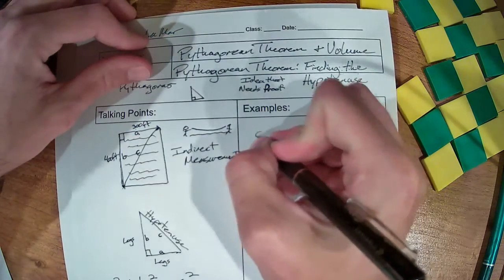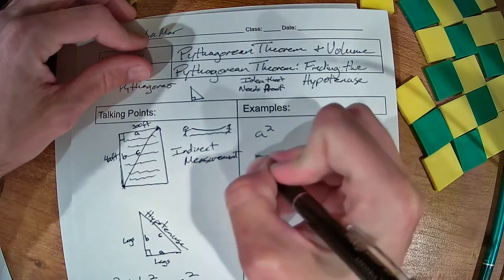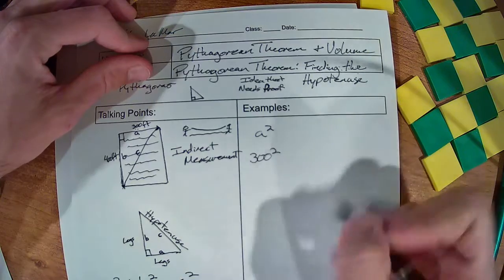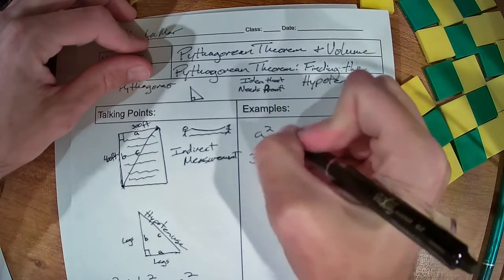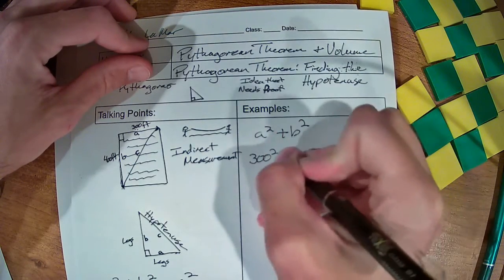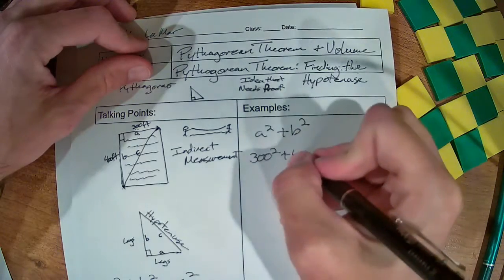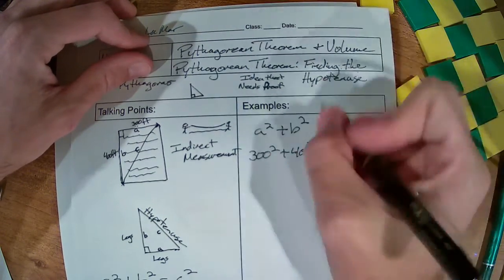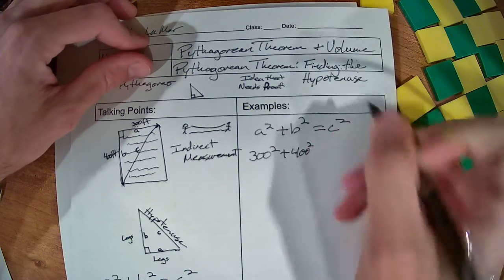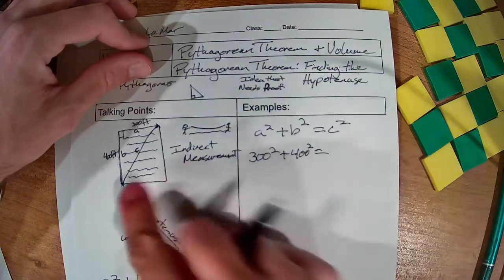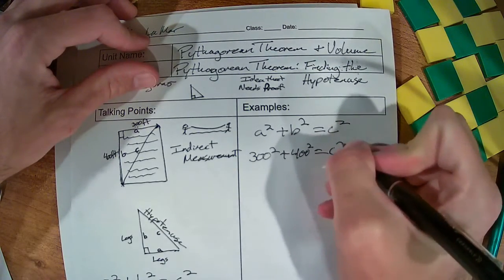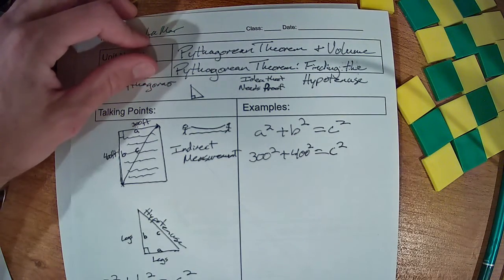So side A, so again, A squared is 300. So we're going to take 300 and square it. Side B, we add it to B squared. So in this case, side B is 400. 400 squared. And according to the theorem, we end up with the hypotenuse squared. Or in this case, well, we don't know that distance yet. Let's see if we can figure it out.